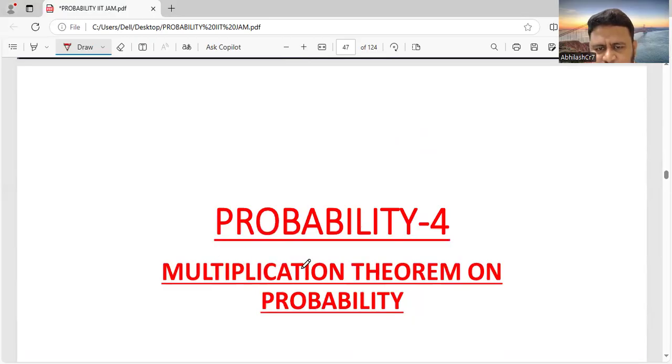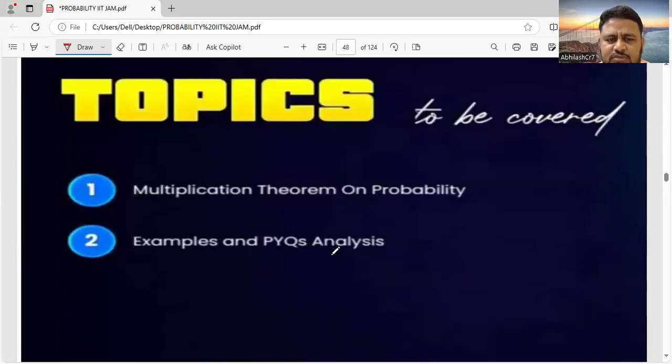When I say multiplication theorem on probability, what do you mean by that? Today's topics are the multiplication theorem on probability, examples and PYQs analysis. We are going to cover the multiplication theorem and as many examples as possible today, and PYQs will be done in the next class, that is in the evening session.